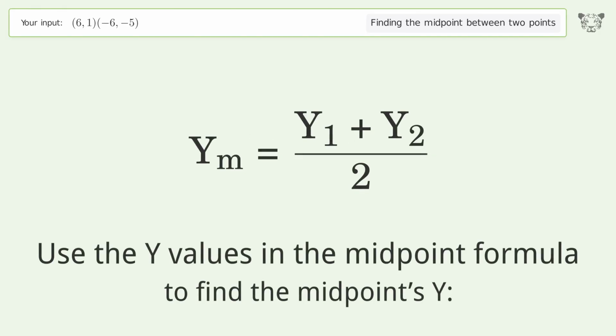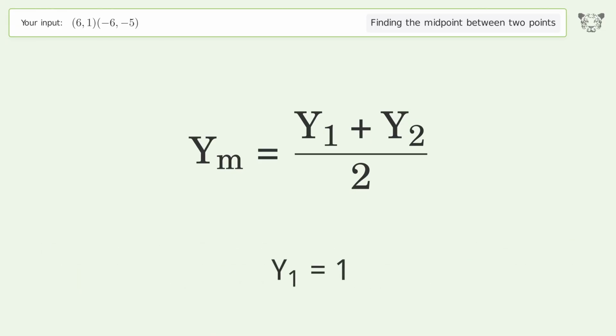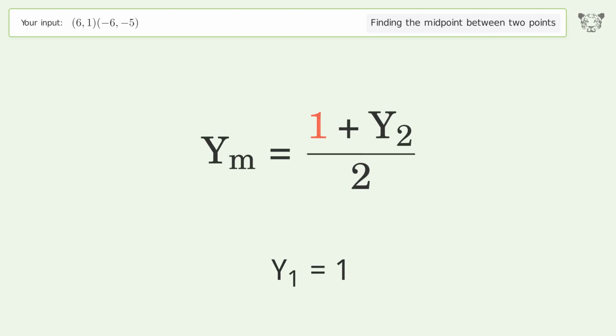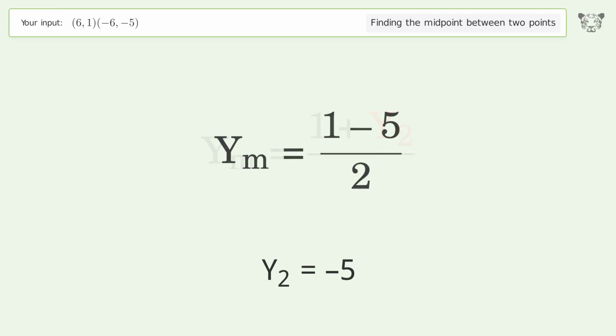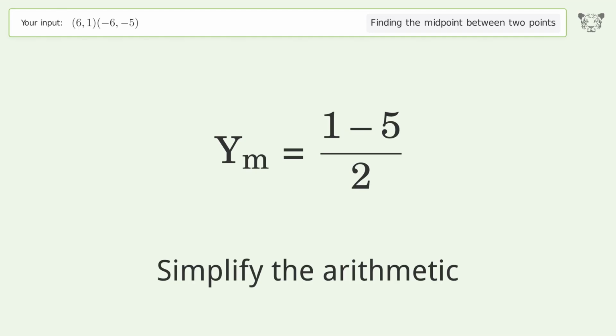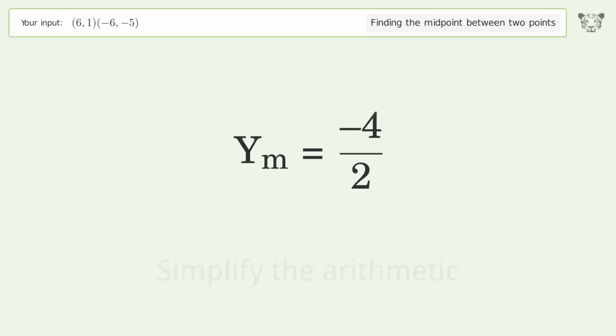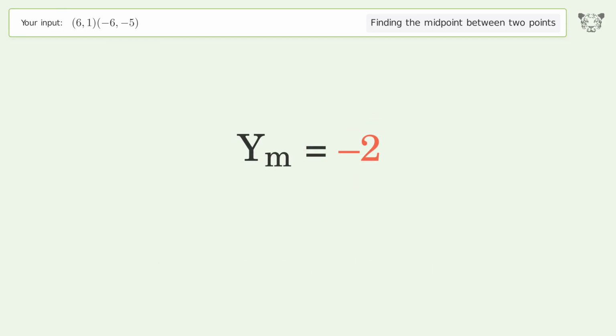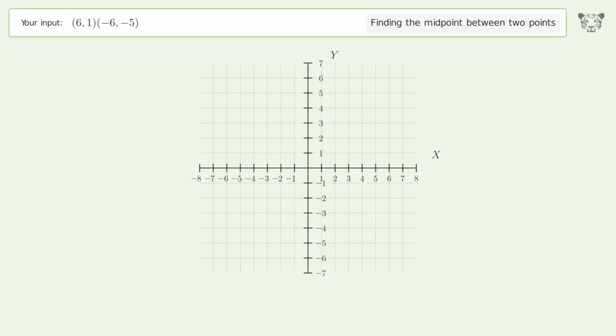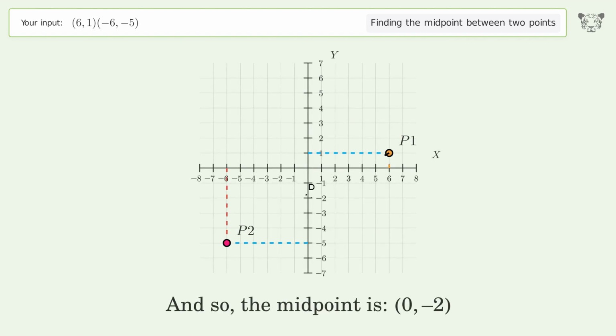Use the y values in the midpoint formula to find the midpoint's y. y1 equals 1. y2 equals -5. Simplify the arithmetic. And so, the midpoint is 0, -2.